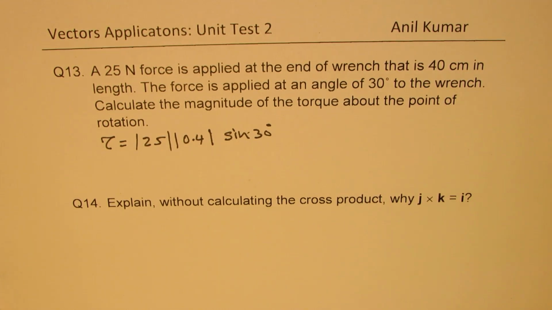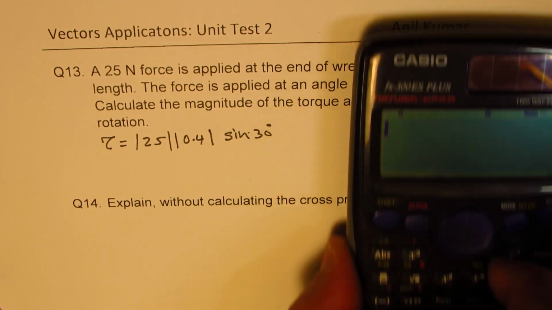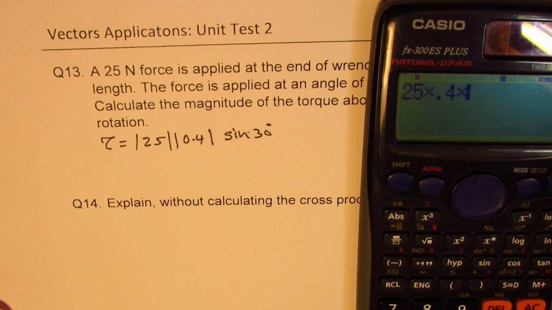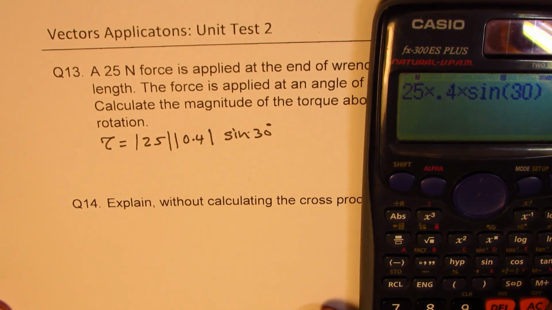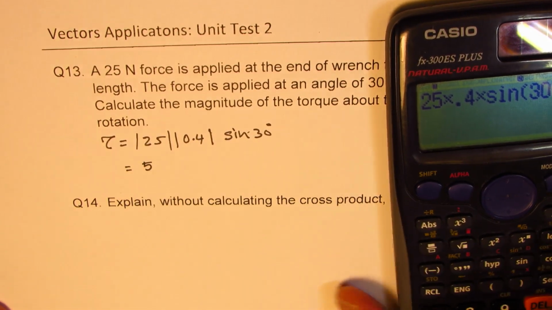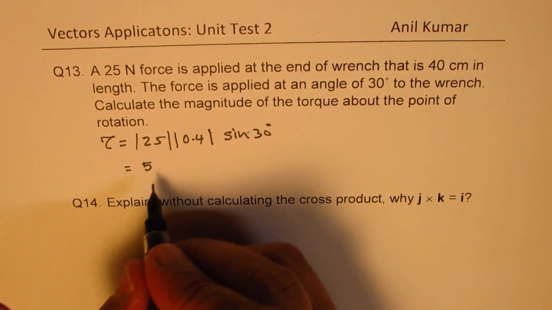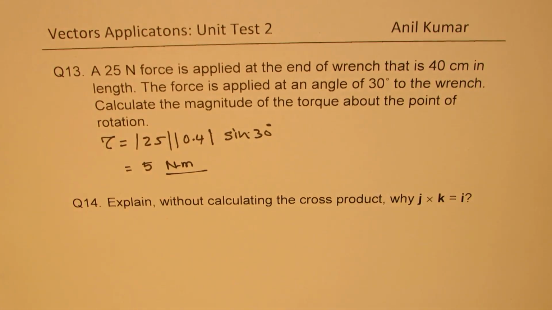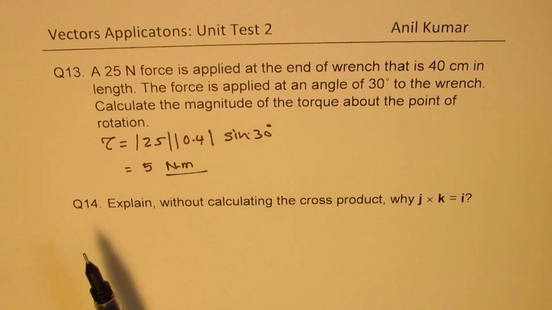Perfect. So let's just figure this out. So we have 25 times 0.4 times sine of 30 degrees. Sine of 30 degrees we have purposely taken, since it is just 0.5, it is an easy calculation. So that is in Newton meters. Is that clear to you? So that much of torque is being applied to the wrench.